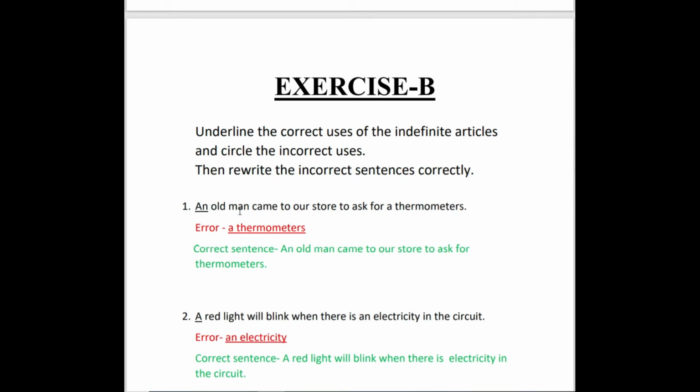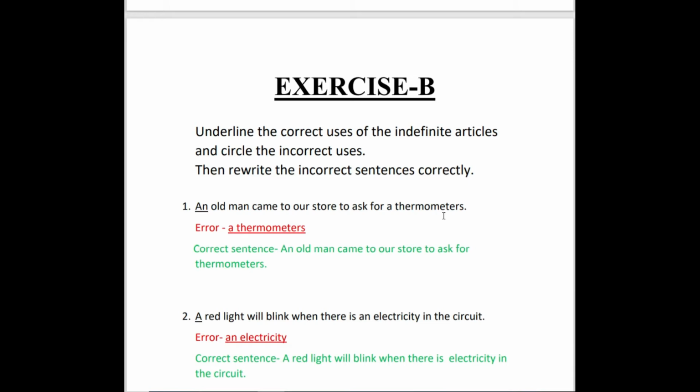So where we have to correct the error comes here: thermometers. What does it mean? Since it is plural, you all know that we write the indefinite articles. What are they? A or an. If a or an both are the indefinite articles, can we write any one of them with the plural nouns?